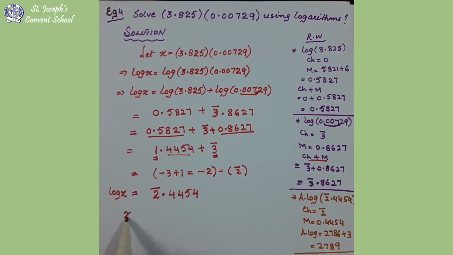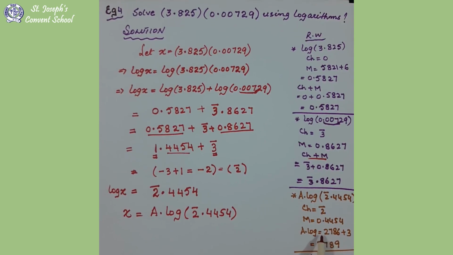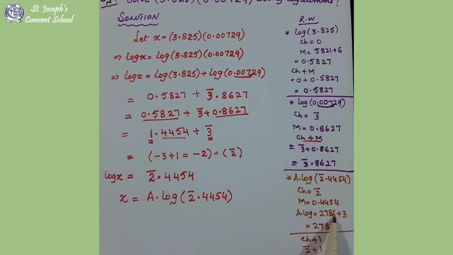Now the last step is to find the antilog of it. Antilog of bar 2.4454. So bar 2 is the characteristic, the rest is the mantissa. Mantissa you will check in the antilog table, you'll get this value 2786. 44, column 5 is 2786. Mean difference, column 4 is 3. So you add these two, you'll get 2789.